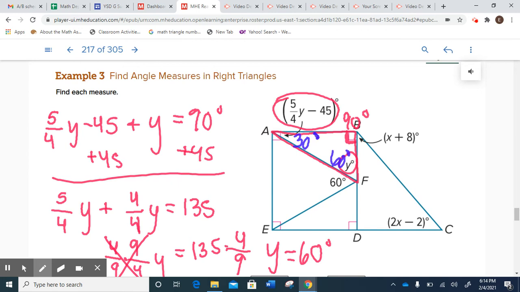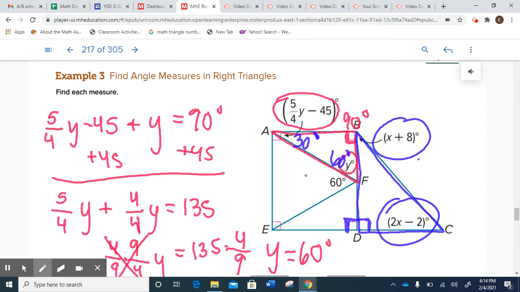Okay, so now we're going to go ahead and do this triangle on the right with the x's. So because this corner for angle D is 90, that means the other side must also be 90. So similar to the first one that we did, these two leftover pieces have to be 90 when I add them together. So we're going to use some algebra to set this up and solve it. So x plus 8 plus 2x minus 2 equals 90 degrees.